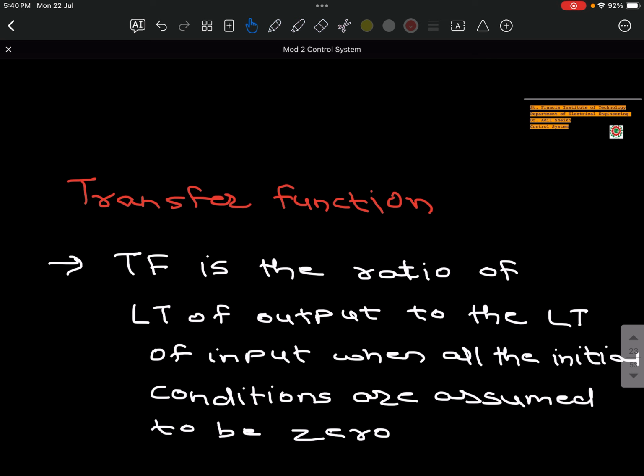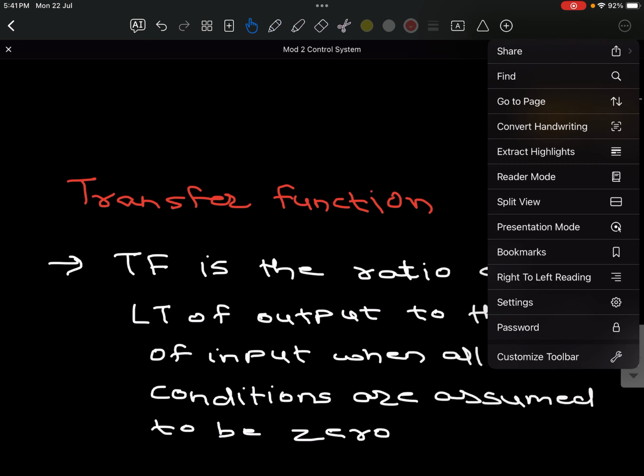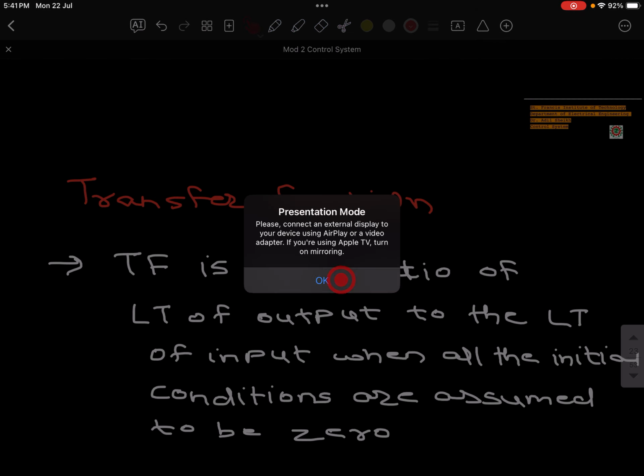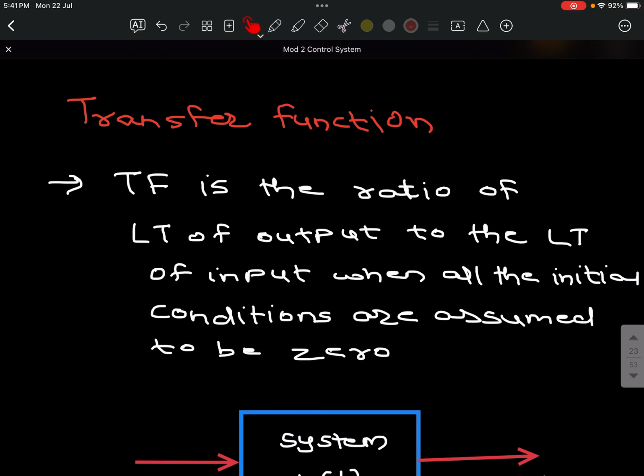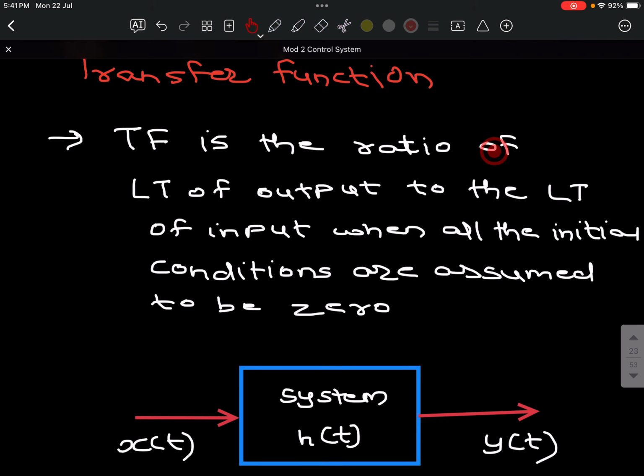So the transfer function is the ratio of the Laplace transform of the output to the Laplace transform of the input when all the initial conditions are assumed to be 0. So this is a very important point which is mentioned in this paragraph. Now let's see how it is diagrammatically represented.